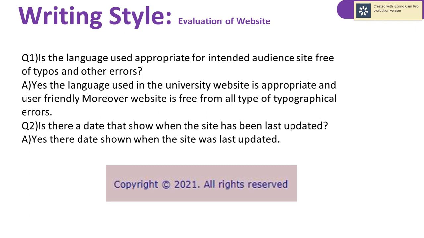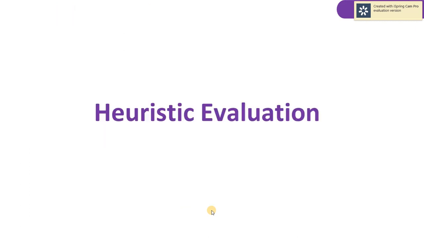Next we have the question, is there a date that shows when the site was last updated? Yes, there is a date shown when the site was last updated, which is attached in the picture, that this website was last updated in 2021. Now we are going to discuss the heuristic evaluation, the 10 points.